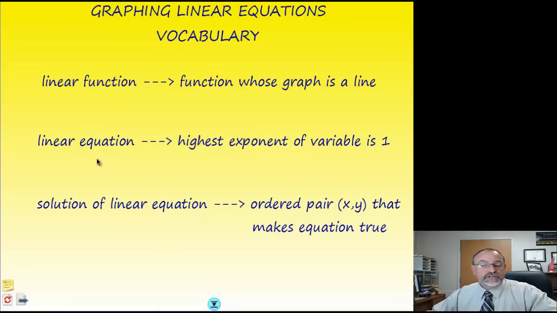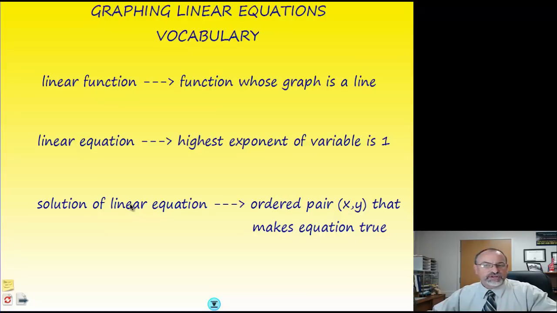The solution of a linear equation is an ordered pair, an x and a y, that makes the equation true. So when you substitute the x value into the equation, and then you substitute its corresponding y value into the variable on the left side, and you simplify the right side, then the expression is true. It's going to create a true statement. And any ordered pair that does that is considered to be a solution to the linear equation.